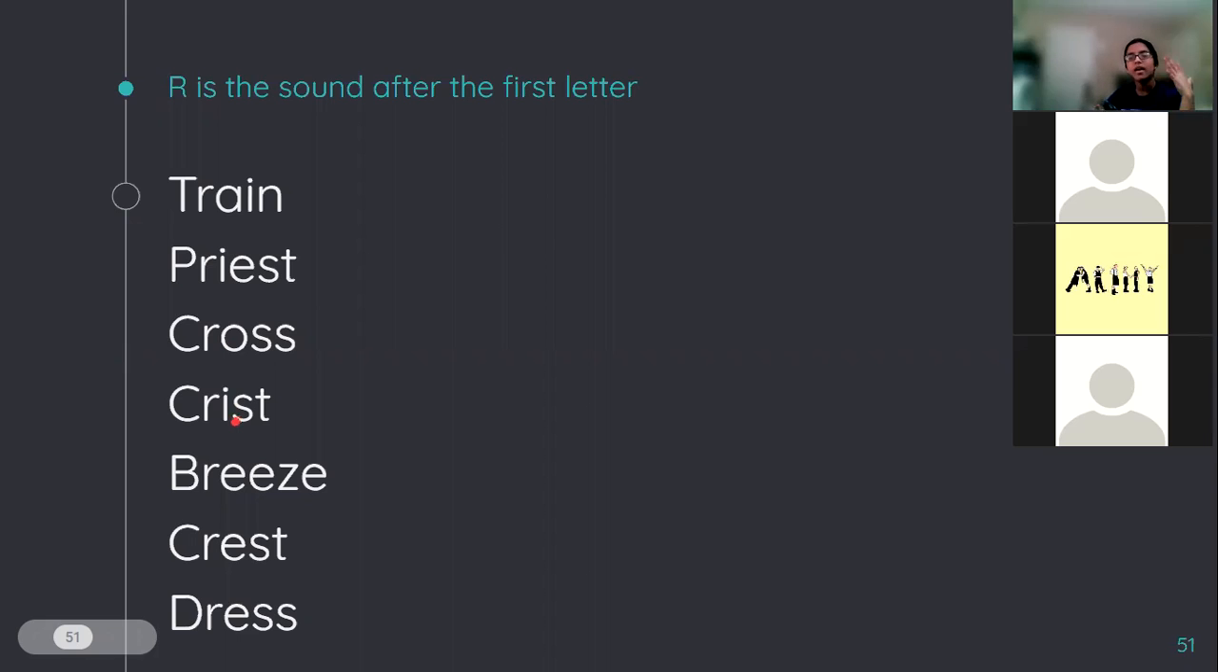So the general idea is when you have the letter R, you would make the R sound. I'm just breaking it into different categories so you guys can understand it better and show you more examples. The next one is breeze. Breeze. I could say it's kind of chilly tonight, but the weather has a good breeze. It feels really nice.